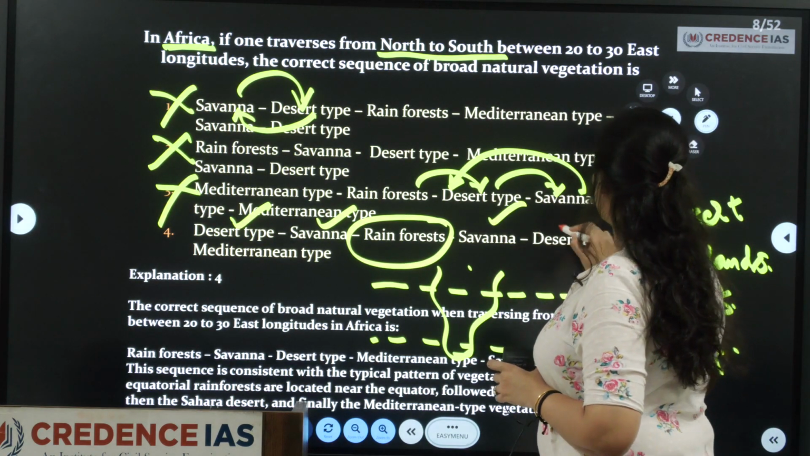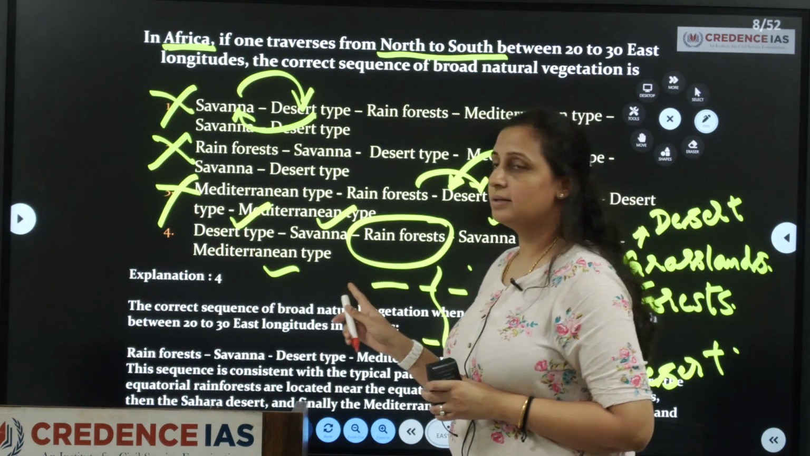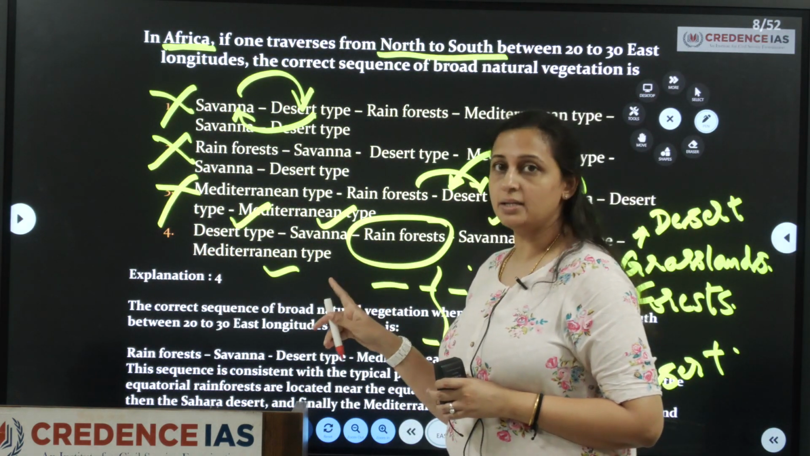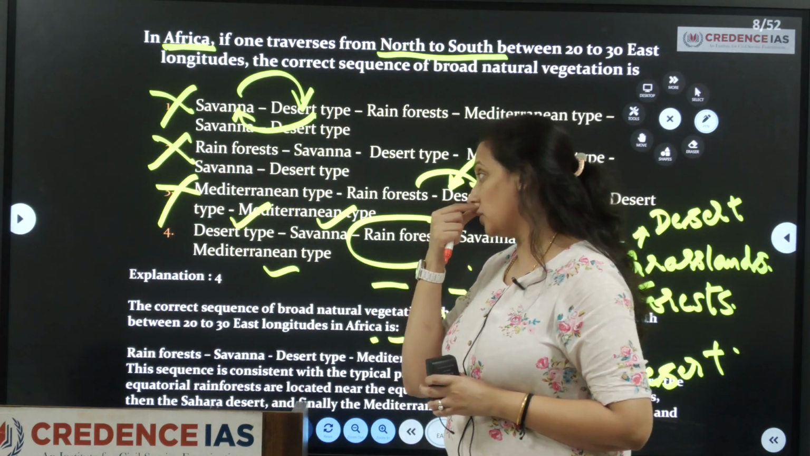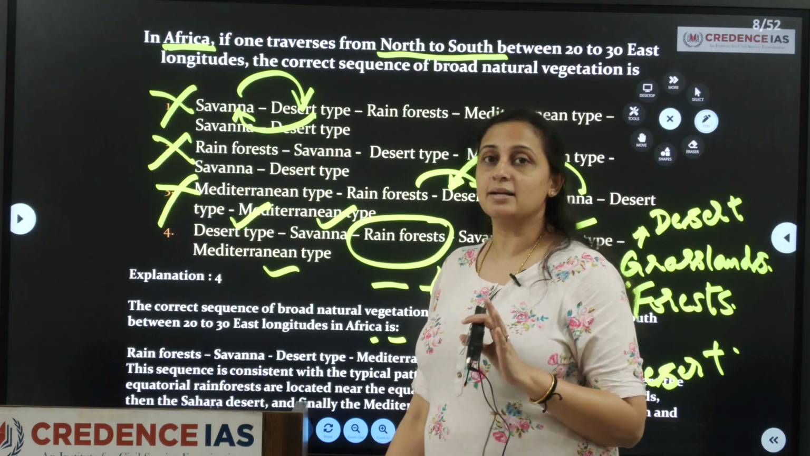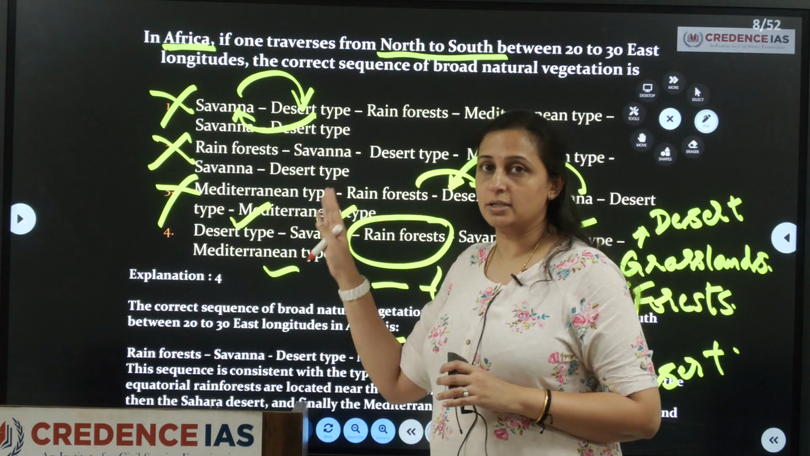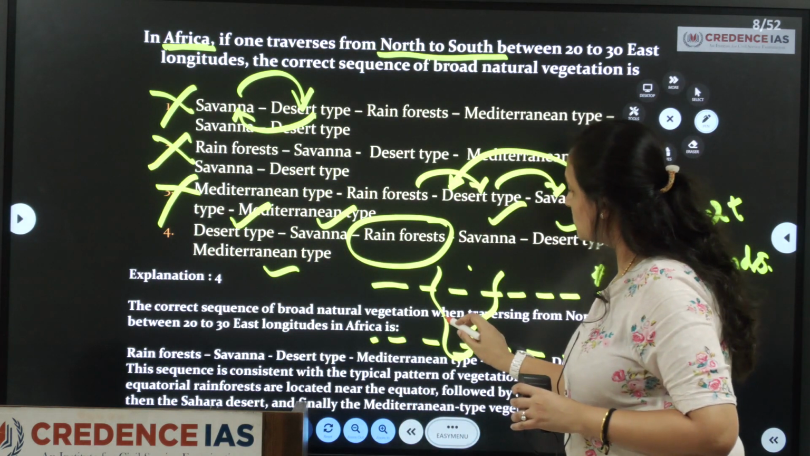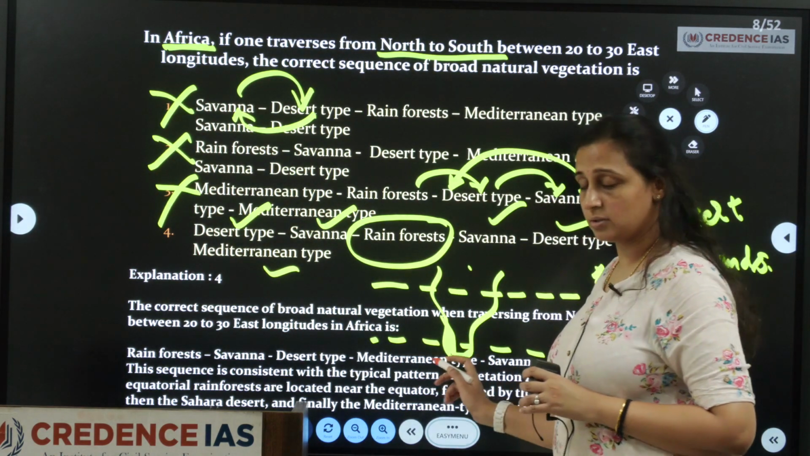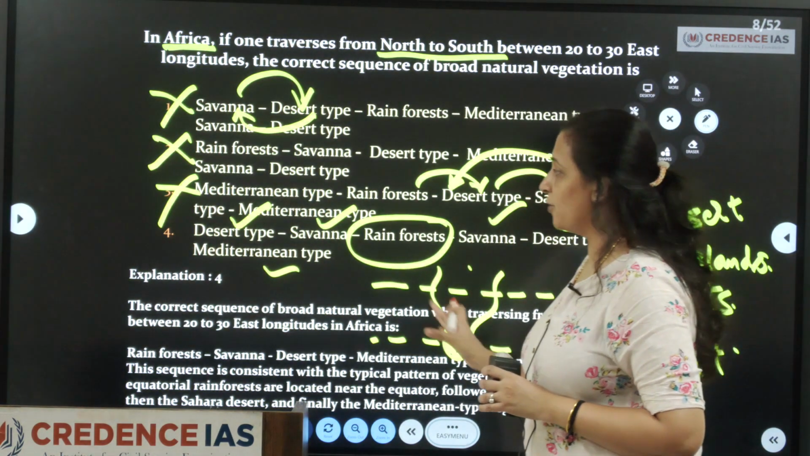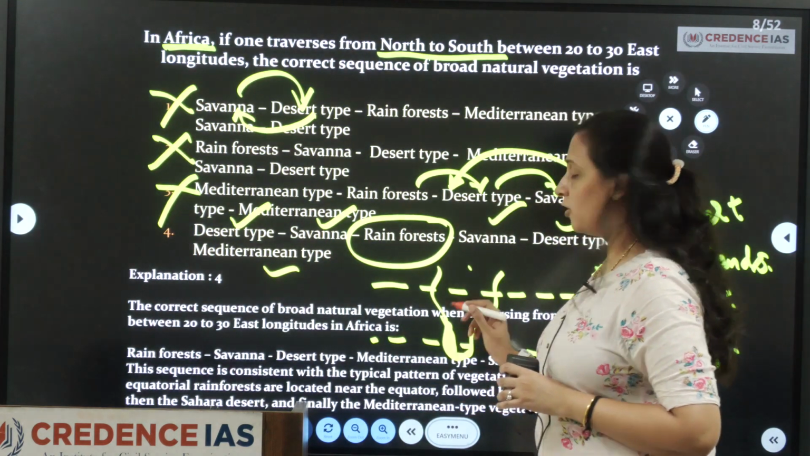What is Mediterranean type? It is a type of climate which brings winter rain. In the Mediterranean type of climate, the rain comes in winter. This type of climate is present in the southwestern part of all continents except Antarctica. So except the Antarctica continent, all other 6 continents have the Mediterranean type of climate at the southwestern part.